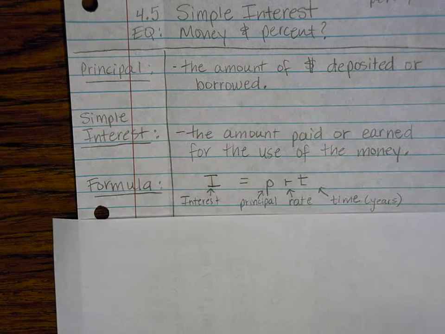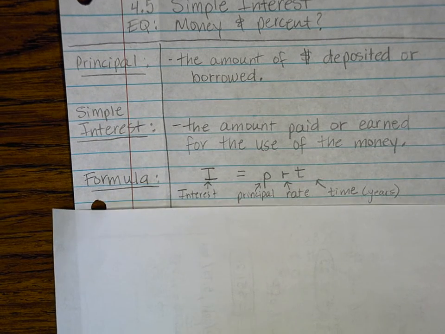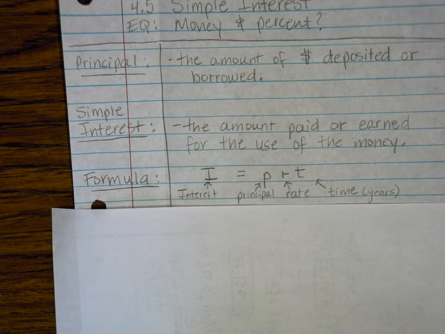Okay, so I put some little arrows for you guys. I is the interest. That's how much you're going to pay or earn. P is the principal, that's like the original dollar amount. R is the rate, that's always in a percentage. And then T is time, and that is in years. So if you get one of those in months, you're going to have to divide by 12.